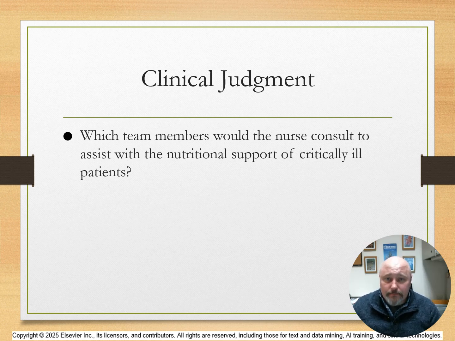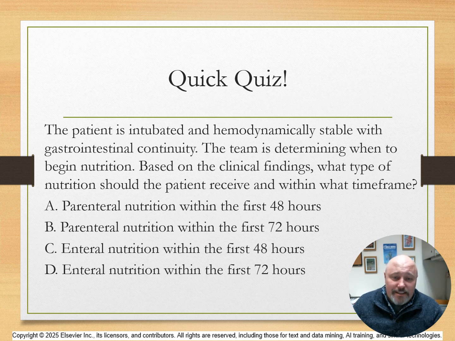Quick quiz. The patient is intubated and hemodynamically stable with gastrointestinal continuity. The team is determining when to begin nutrition. Based on the clinical findings, what type of nutrition would the patient receive and within what time frame? Would that be A, parenteral nutrition within the first 48 hours? B, parenteral nutrition within the first 72 hours? C, enteral nutrition within the first 48 hours? And D, enteral nutrition within the first 72 hours?